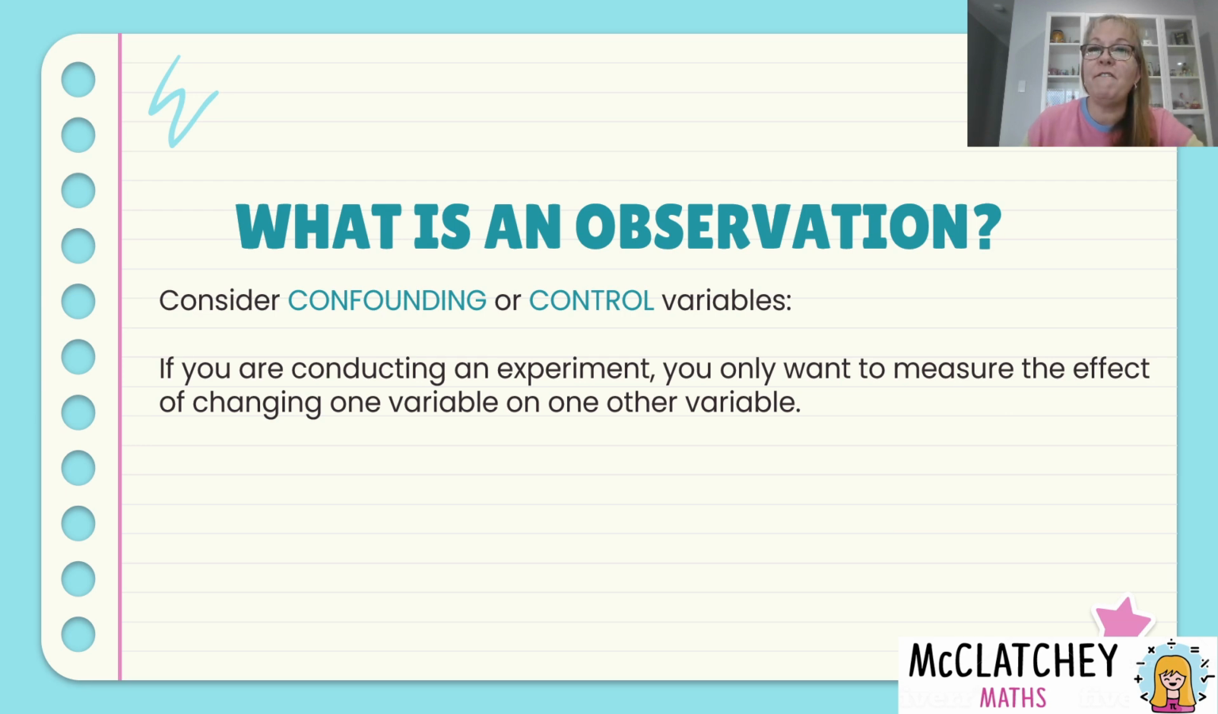Observations can also be called confounding and control variables. We've talked about variables in a previous video. Go and watch that if you're not sure what control variables are. But we know from science that if we're conducting an experiment in science that we only want to measure the effect of one variable on another. But sometimes there are other variables that we need to keep the same so that we aren't affecting things too much.